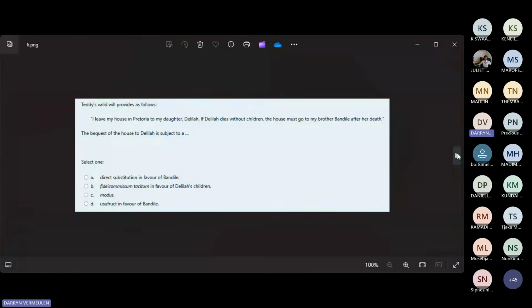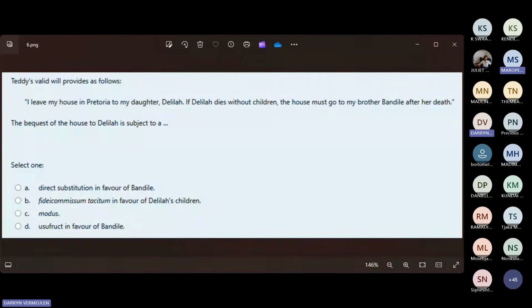Right, here's our next one. Oh, this one shouldn't be too bad. Doesn't look too long. So Darren, can I please come in? Sure. What do you have?